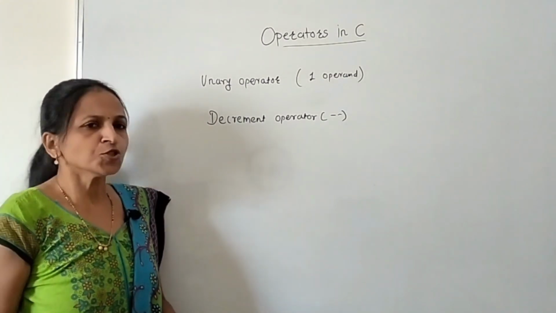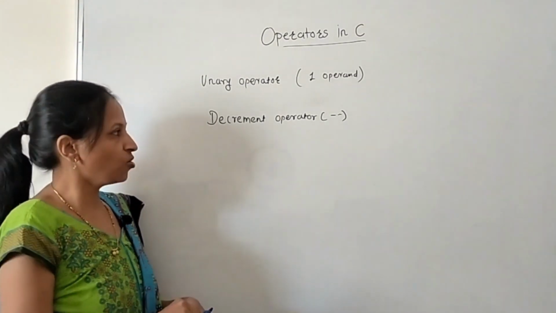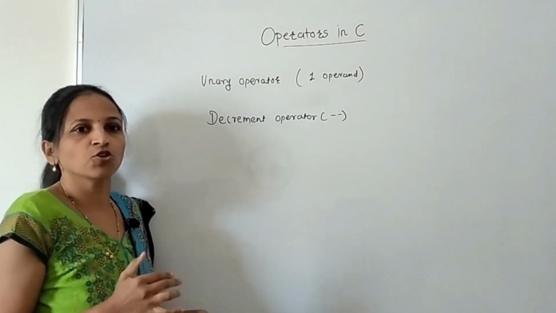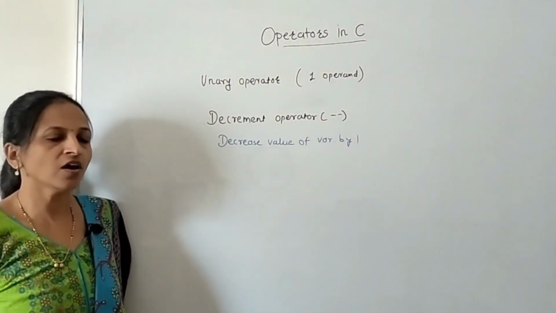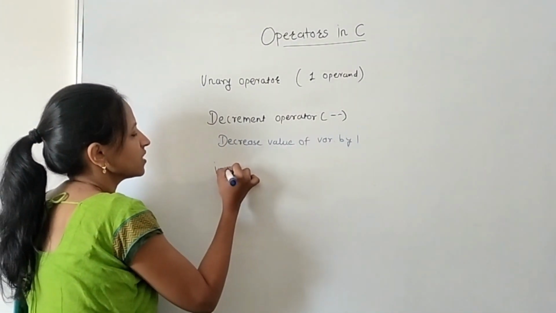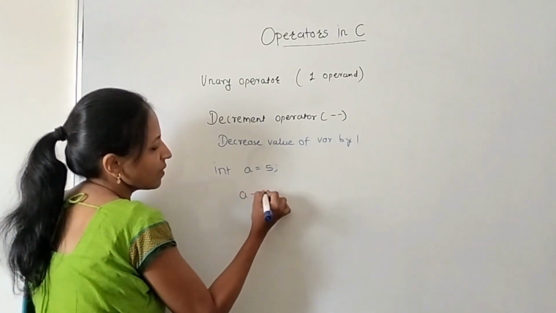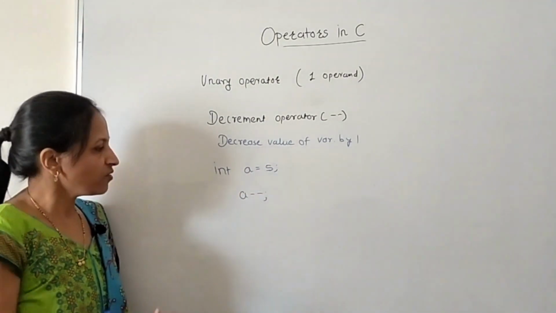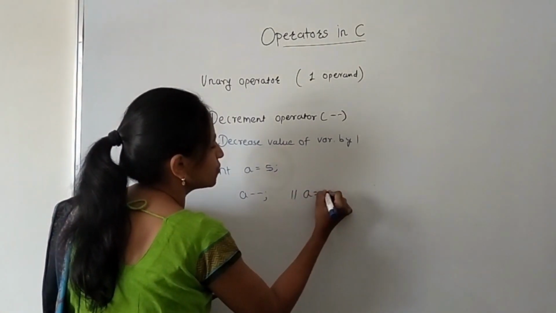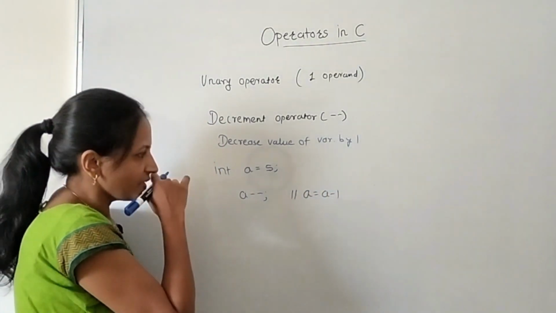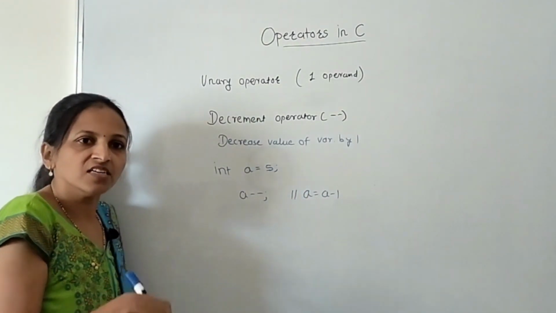Minus minus. This is used to decrement the value of any variable by 1. Okay, this is used to decrease the value of a variable by 1. See, now how does it act? Again same example, let a equals 5 and I am using a minus minus. Then what is the meaning of this statement? The meaning of this statement is a equals a minus 1. Means the value of a will become whatever its value is minus 1.